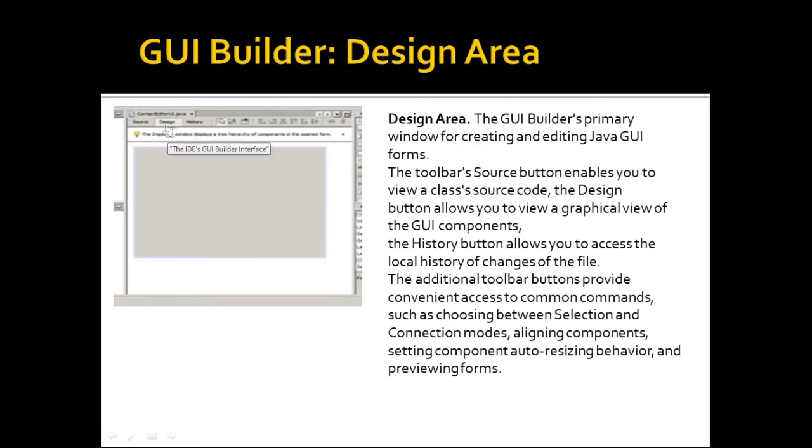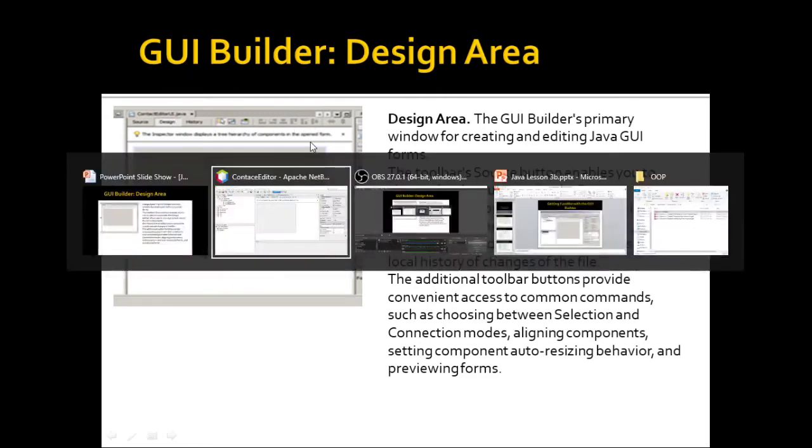So we have source code or the design button. So we have here two buttons. The design button allows you to view the graphical view of the GUI components. The history button allows you to access the local history of changes of the file. The additional toolbar buttons provide convenient access to common commands such as choosing between selection and connection modes, aligning components, setting components' auto-resizing behavior, and previewing forms. So these are the buttons here. I'll be showing you that in our actual screen.